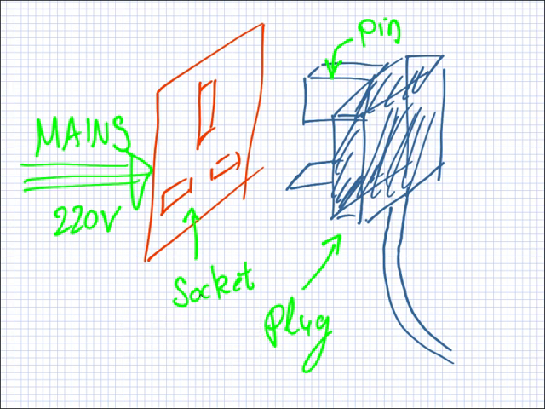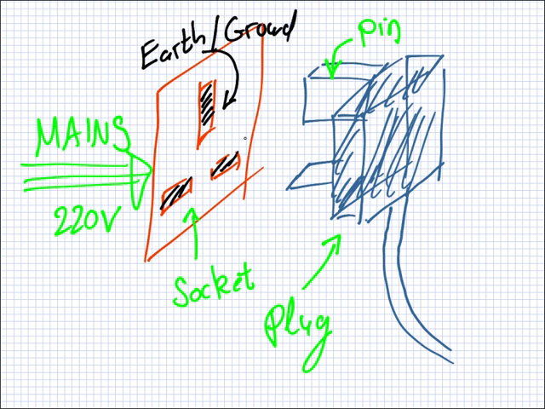It's 3 pin. 3 pin, yeah. And these 3 have a name. Do you know their names? No, in English. Earth or ground, yeah. Earth or ground. This one? Live. And this one? Fire? No. Neutral.